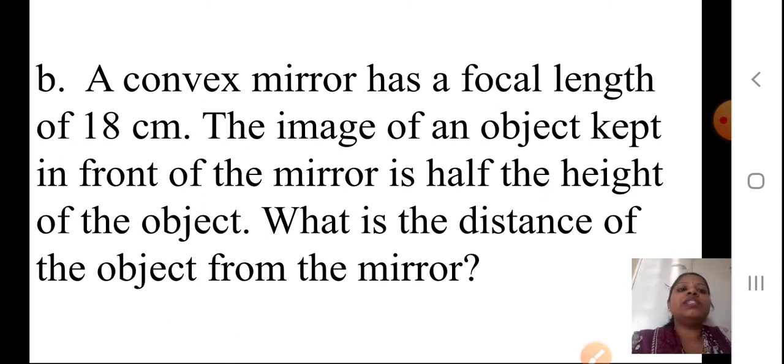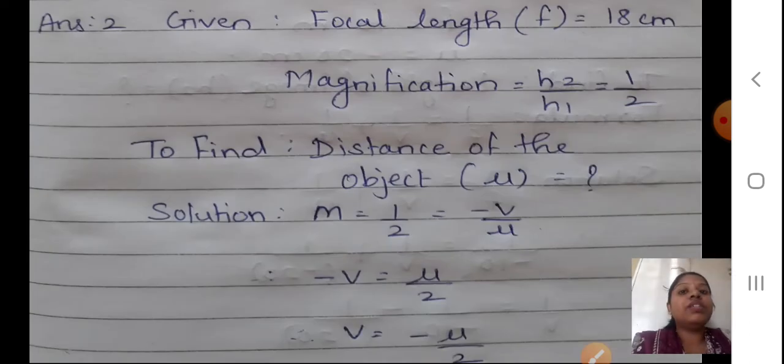Now we'll see what is given to us, students. Focal length f is given, 18 centimeter. We'll take it as positive as it is a convex mirror. Magnification formula you know, H2 upon H1, right? You can write it like that, and they have given it as half. Now what do we have to find, students? Distance of the object, u value. In the previous sum, u value was given and v we had to find out, right?